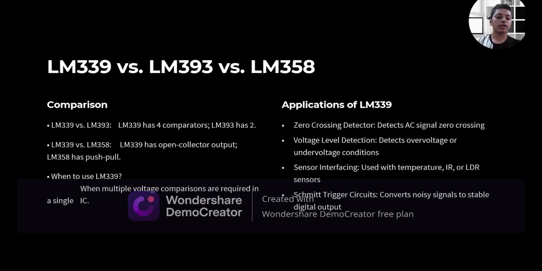First, zero crossing detector detects the AC signal. Second is voltage error detection. It detects over voltage or under voltage conditions. Third one is sensor interfacing, used with temperature, IR or LDR sensors. Fourth one is Schmitt trigger circuit, converting a noisy signal to a stable digital output.